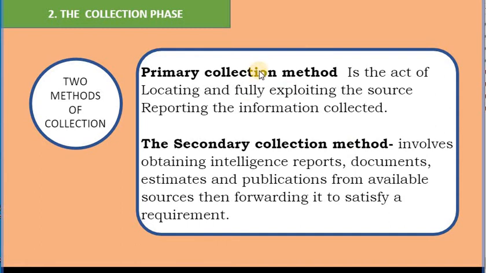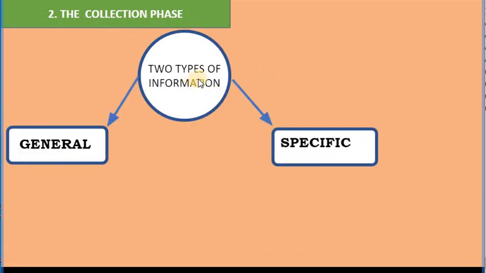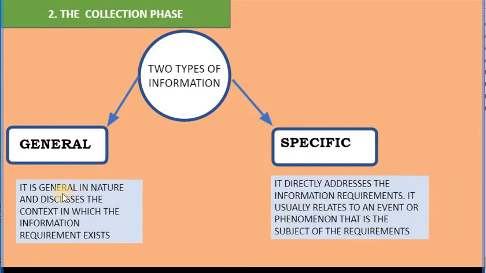Okay. Again, those are the two methods of collection. Next, there are two types of information naman. General and specific. When we say general, in nature, it discusses the context in which the information requirement exists. Lahat. Entire. Okay? That is general. Sabi nga niya, it discusses context in which information requirement exists. Pag specific naman, it just directly address the information requirements. It usually relates to an event or phenomenon that is the subject of the requirements.